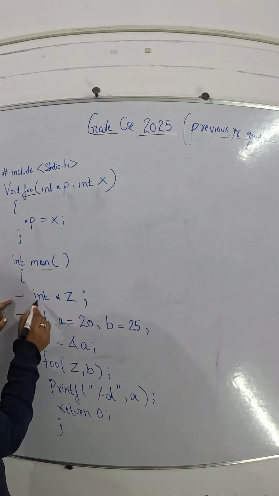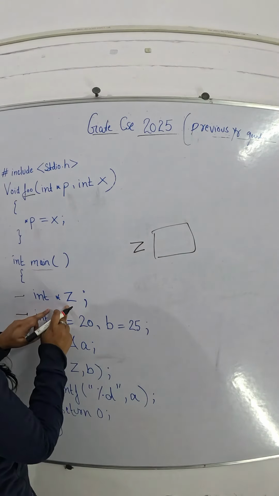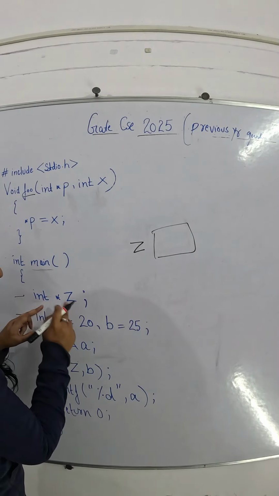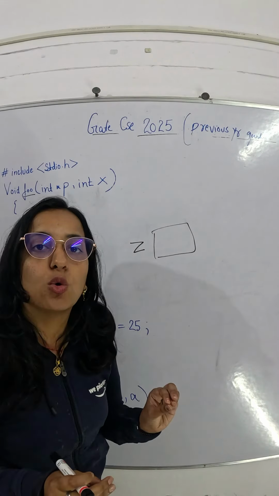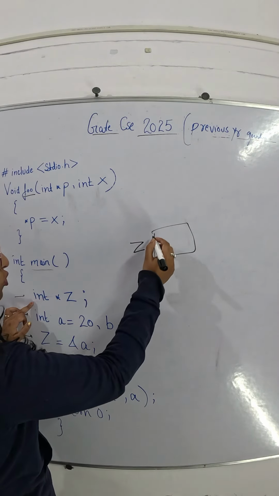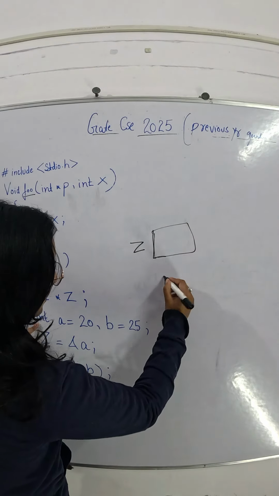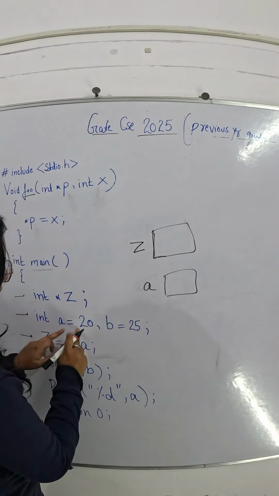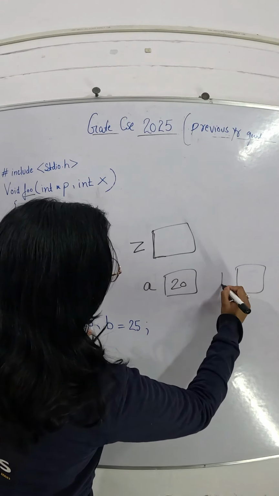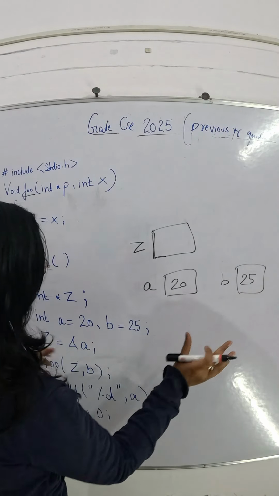Starting from here, the first step is a variable Z declared, which is of pointer type, a pointer variable of integer type. A pointer variable will always store the address of any variable, and since it is of integer type, Z will store the address of any integer variable. Then in the next step, A is declared and given the value 20, and B is declared and assigned the value 25. These are simple integer variables.